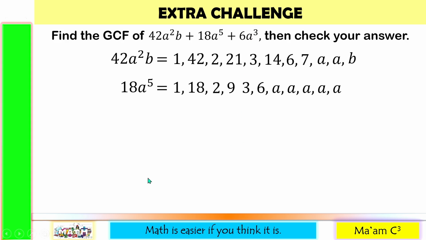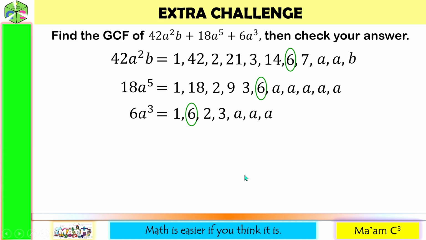Last one, 6A cubed. 6 is a product of 1 and 6, or 2 and 3. For A cubed, that would be A times A times A. Now, let us look for the greatest common number among these three terms, and that would be 6. Now, how about for the variables?